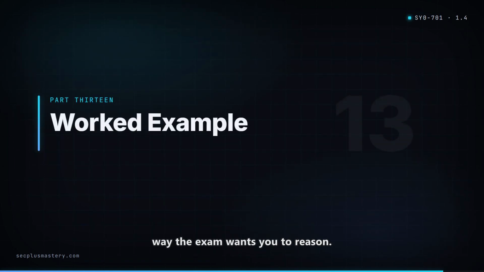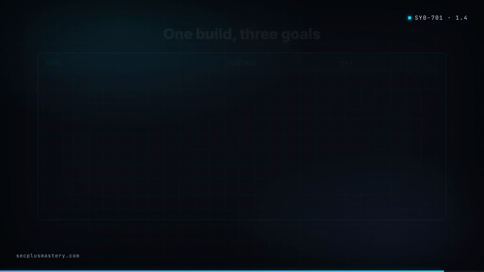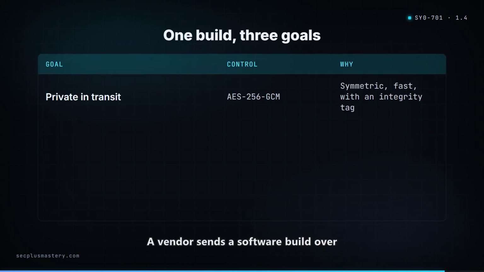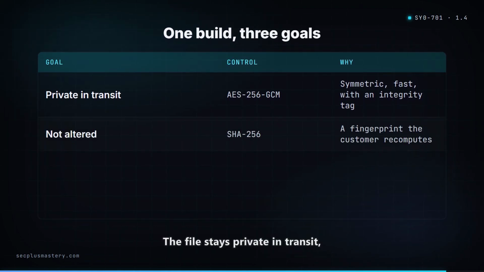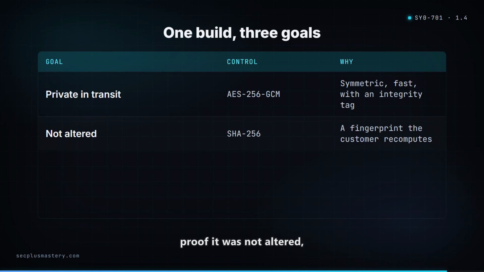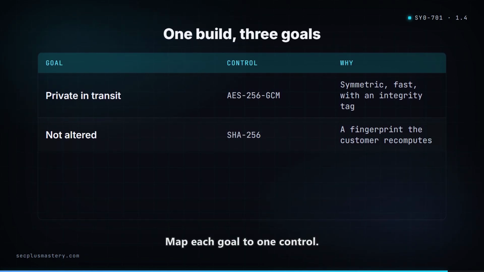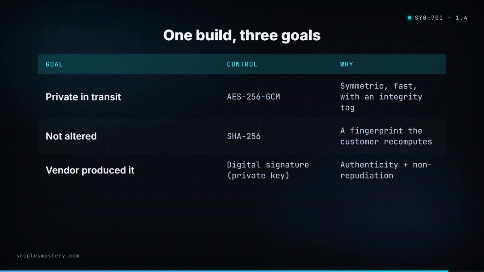Let's put it all together the way the exam wants you to reason. A vendor sends a software build over the internet. The customer needs 3 things. The file stays private in transit, proof it was not altered, and proof the vendor produced it. Map each goal to one control.